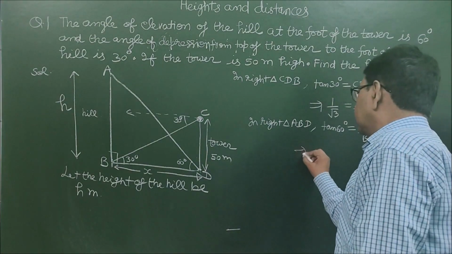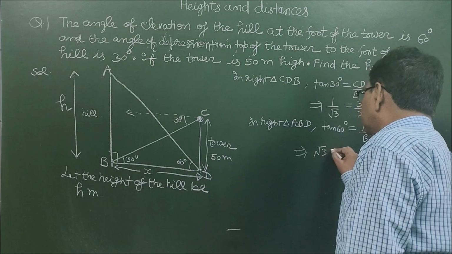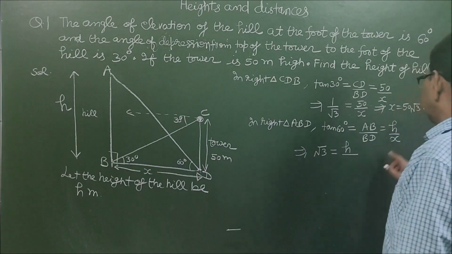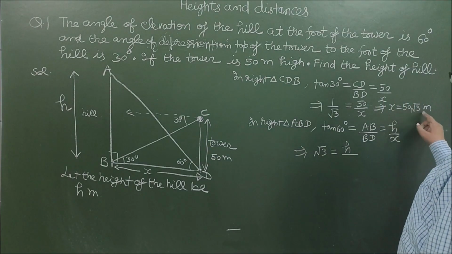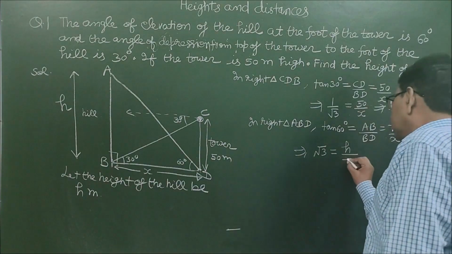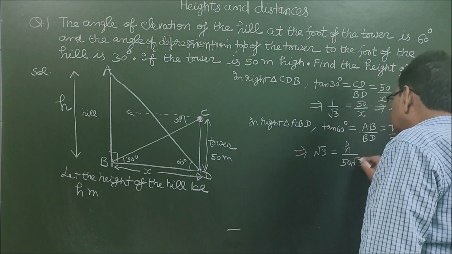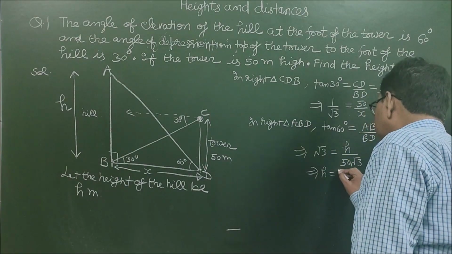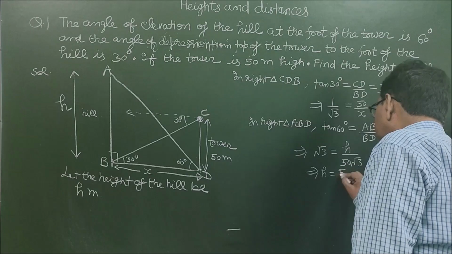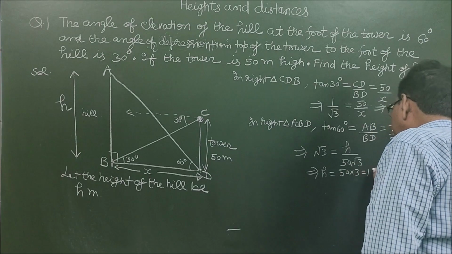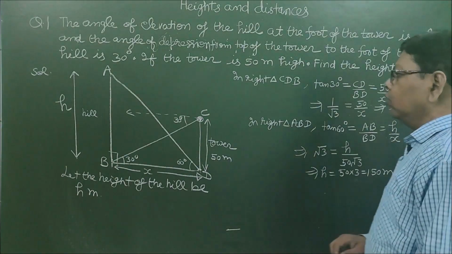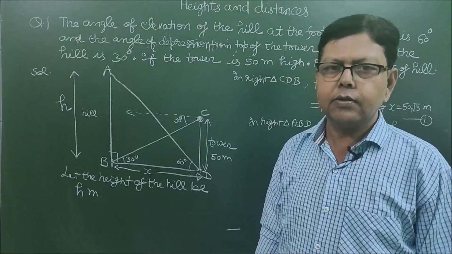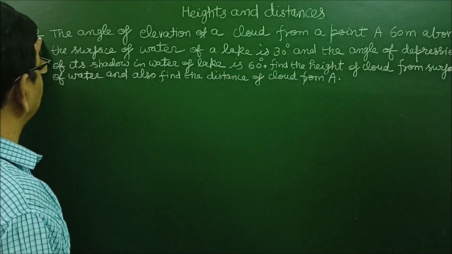Tan 60 is under root 3. So root 3 is equal to h upon x, height is the unknown quantity, and x we have calculated earlier, x is 50 root 3. So this gives us h is equal to 50 root 3 into root 3, that is 50 into 3, which is equal to 150 meter. So the height of the hill is 150 meter. Next question, question number 2.